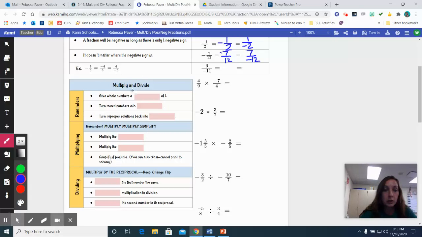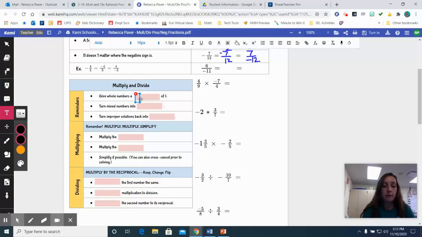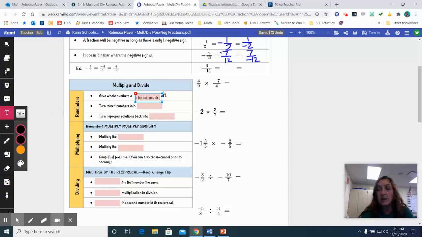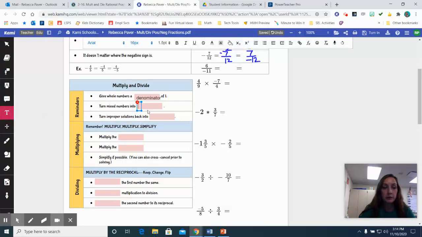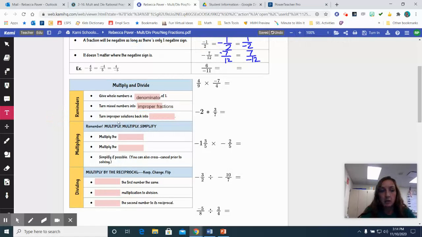So here in this top section for multiplying and dividing, it says reminders. When multiplying with fractions and whole numbers, we need to give whole numbers a denominator of 1. In order to be able to multiply the denominators, you need to have a denominator, and that denominator for a whole number is 1. You would turn mixed numbers into improper fractions. Boxes are a little bit small here, but that's okay, as long as you've got these notes to be able to use them for the rest of the page.